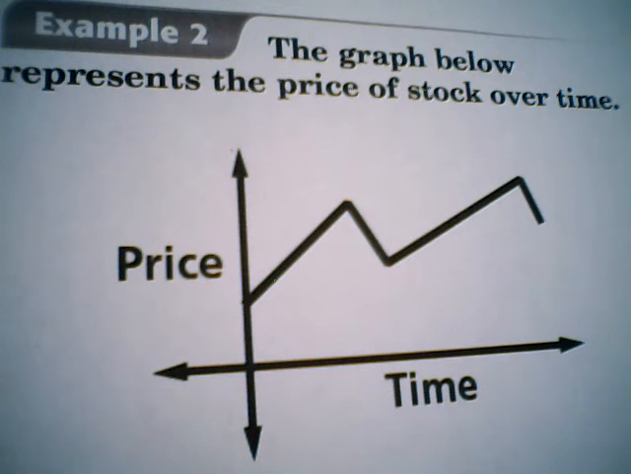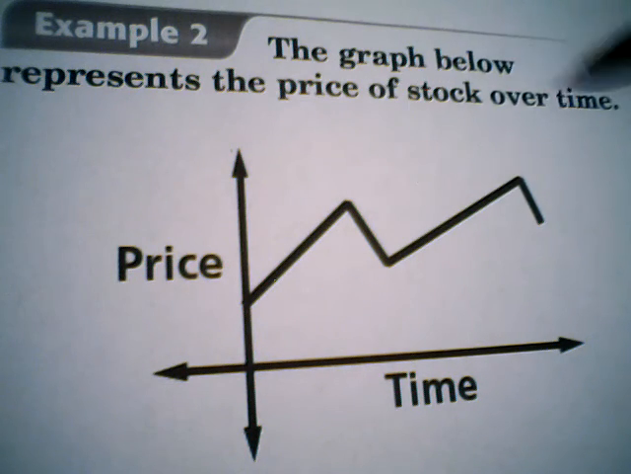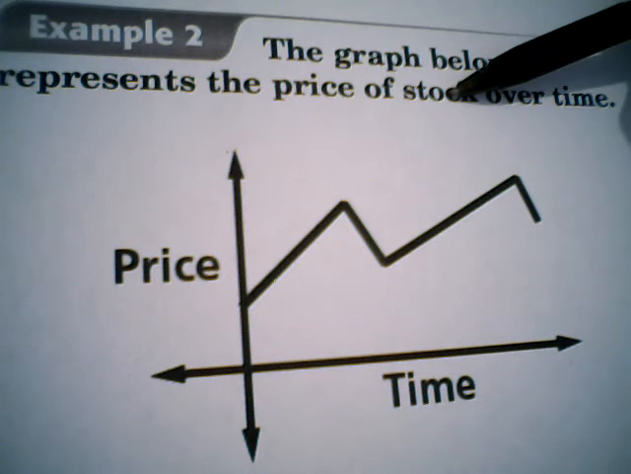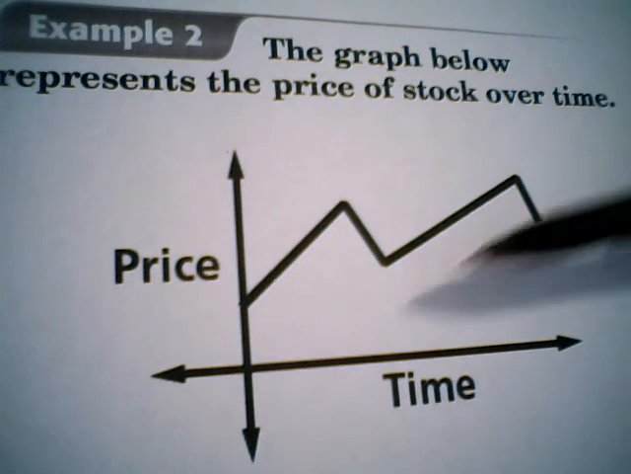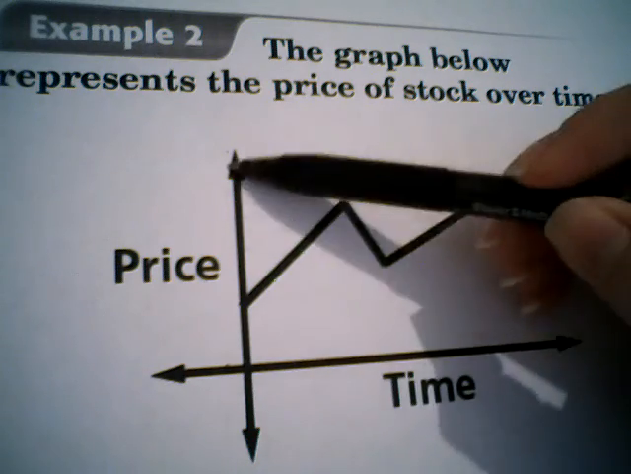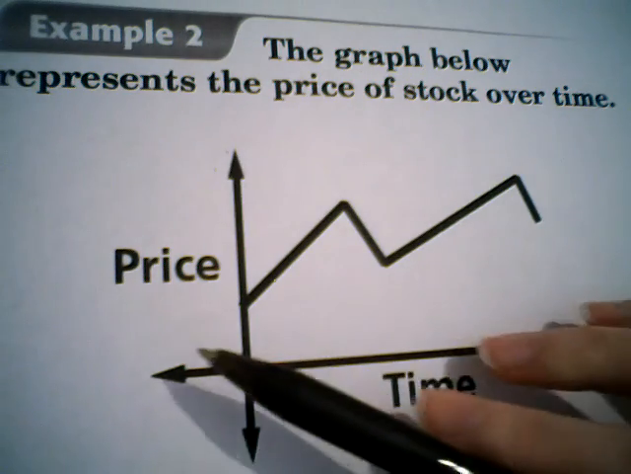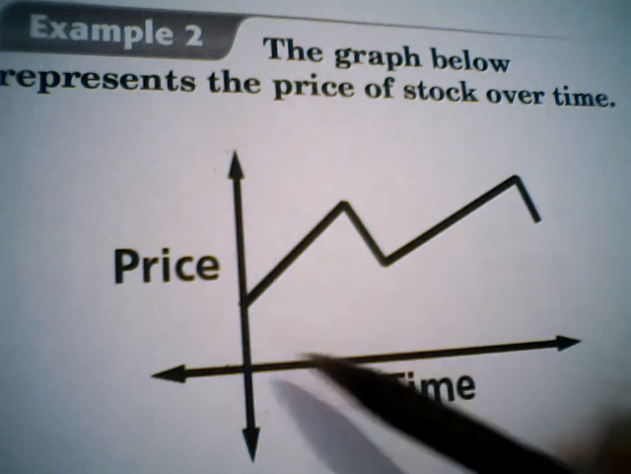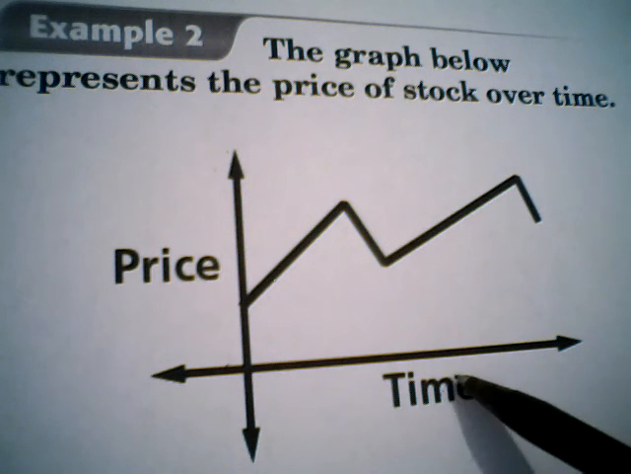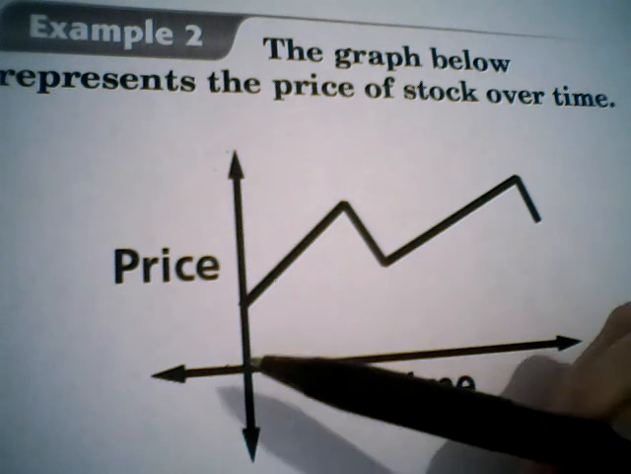All right, this next example is the graph of a price of stock over time. So we've heard a lot about the stock market in the news lately. So this is an example of what happens all the time. So on the y-axis, we have our price, and on the x-axis, we have the time. The price of the stock, or how much you would have to pay for it, depends on what time it is, when it's been on the market and what's happening.